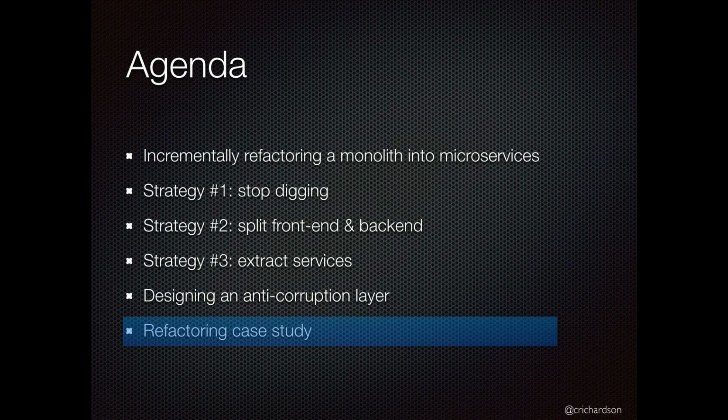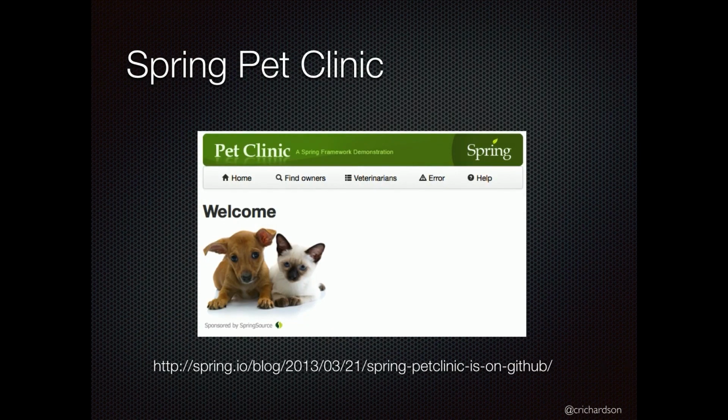So in this segment, I'm going to describe a simple example that illustrates one way of adding new functionality onto a monolithic application as a standalone service. The example I'm going to use is Spring Pet Clinic, and we're just going to use this as an example of a traditional monolithic enterprise Java application.